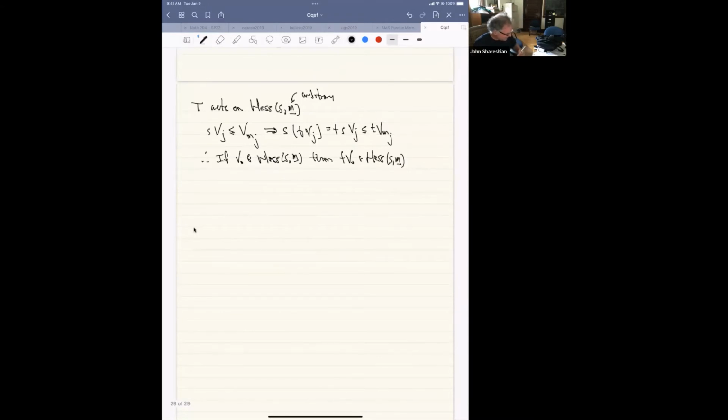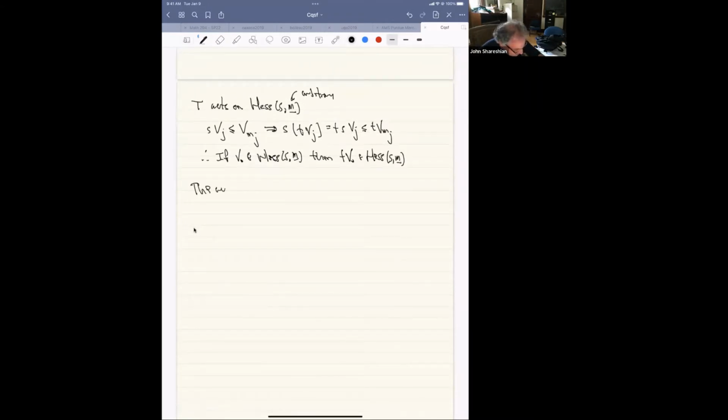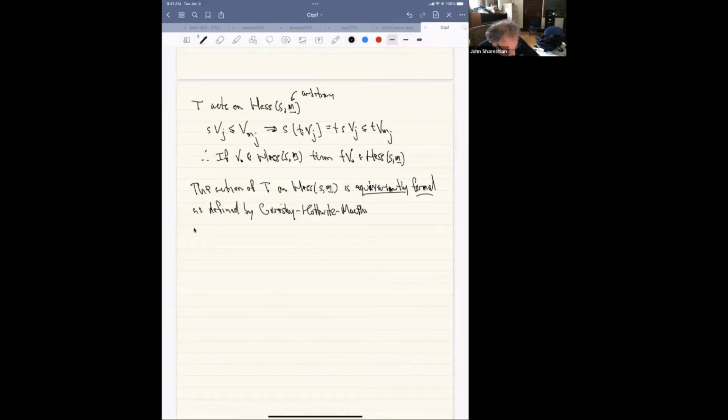What does it mean, nice? The action of T is equivariantly formal. I don't want to tell you what that is; some spectral sequence converges. But the point is this is a very nice condition. The reason it's equivariantly formal, whatever it means, is that this is a smooth projective variety whose cohomology is concentrated in even degrees, and that's more than enough.